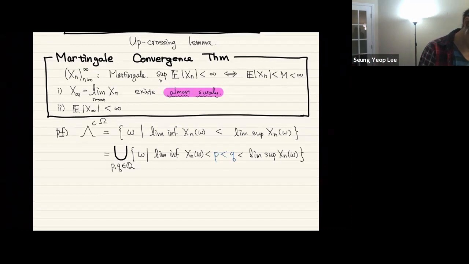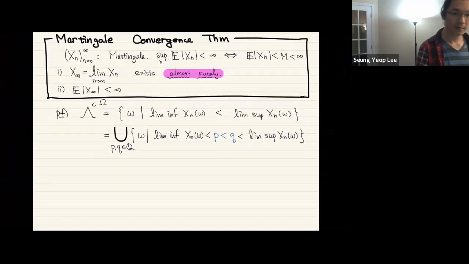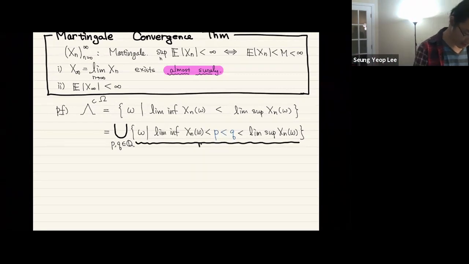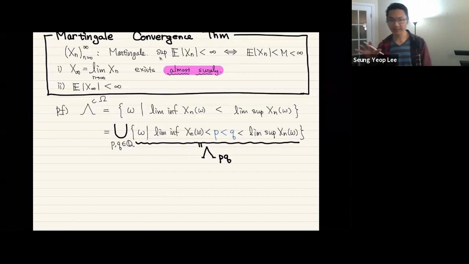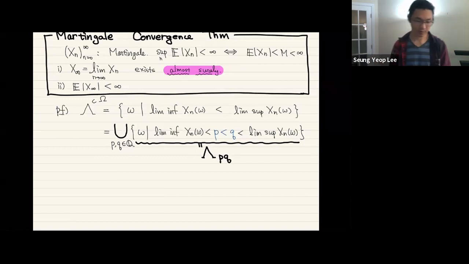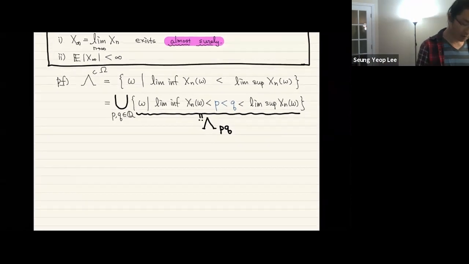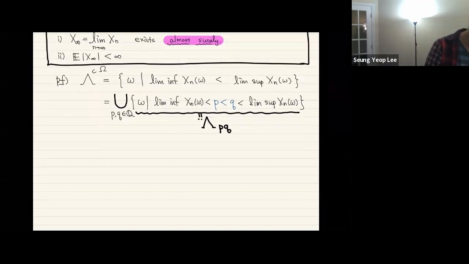Okay, so let's again define this new set. This is the set, let's say, lambda of PQ. So once P and Q are defined, this is the event where lim inf is less than P and lim sup is larger than Q. So that's my definition. And what is the probability of this event, lambda PQ?